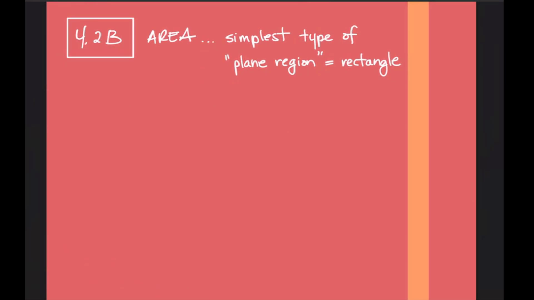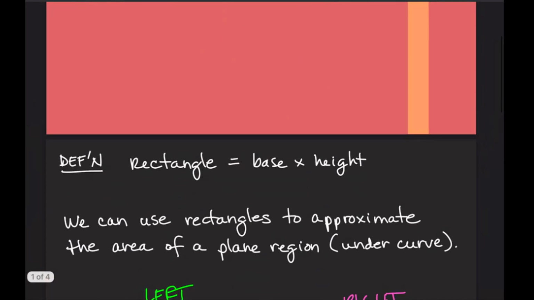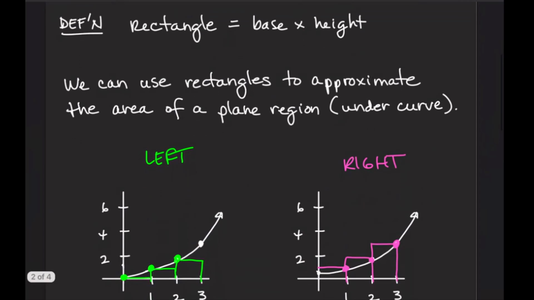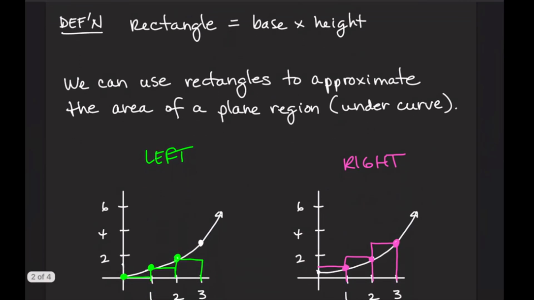So we're going to talk a little bit more today about area, and finding the area under a curve really is just the simplest type of finding the area of a plane region, which is a rectangle. So remember, a rectangle to find the area is just the base times the height. We can use rectangles to approximate the area of a plane region or under a curve.